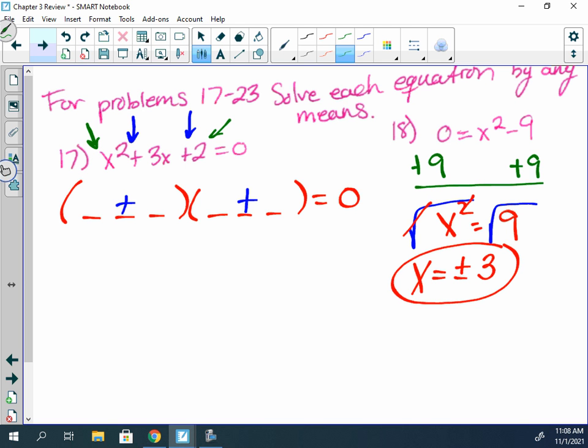Which brings us to our factors. Well, the factors of the first term are x and x, because those are the only factors that multiply together to give us x squared. And the factors of 2 are 1 and 2. Now off to the side somewhere we can check it to make sure. X times 2 is 2x. 1 times x is plus x. And 2x plus x is 3x. So that tells us that these are the correct factors.